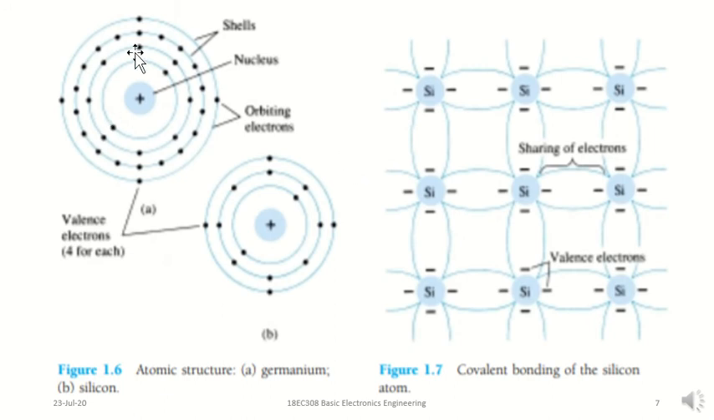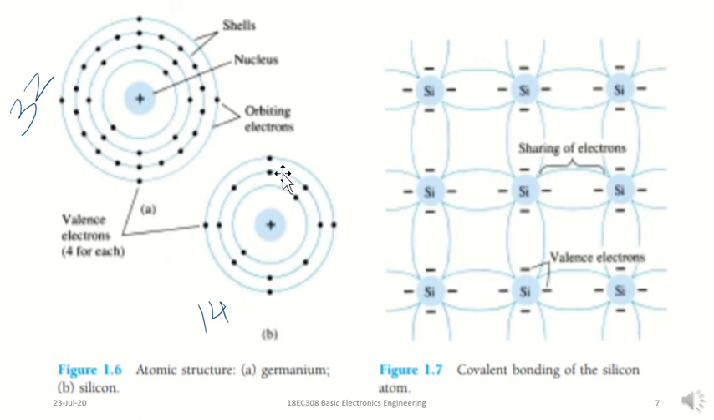Let us look into the atomic structure of silicon and germanium. This is the atomic structure of germanium, and this is the atomic structure of silicon, right? Any atom will have electrons and protons, and this is the nucleus, the center part, which has the protons. The atomic number of germanium is 32. For silicon it is 14. That is, 32 electrons are there in germanium, and 14 electrons are there in silicon.